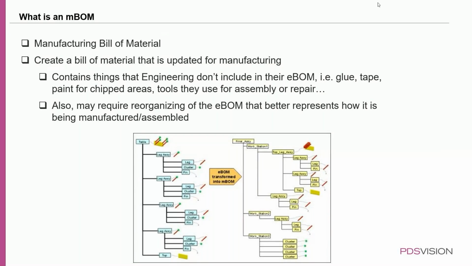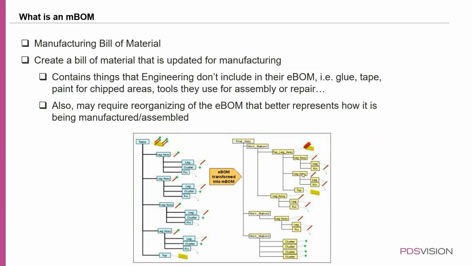So what we're looking at here is an mBOM. The left side is our eBOM, that's what we started with. And then we transitioned that eBOM to the right, the yellow structure, to an actual mBOM. So we broke it down so that it was for manufacturing.